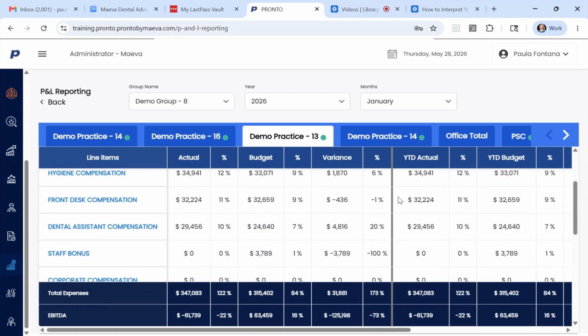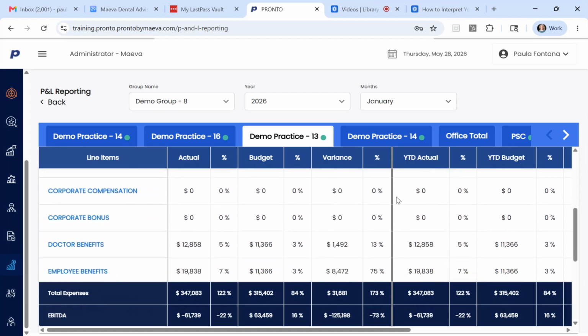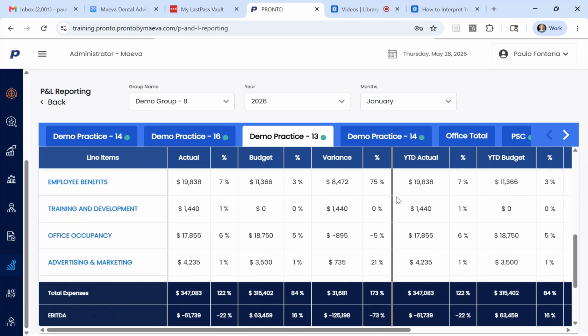You can scroll down and you can take a look at some other categories. I like to take a look at advertising and marketing, for example. Advertising and marketing for this practice was budgeted at $3,500, which was about 1% of the budgeted revenue. They spent a little more than that. They spent $4,235, which represented still 1% of a much lower number in revenue.